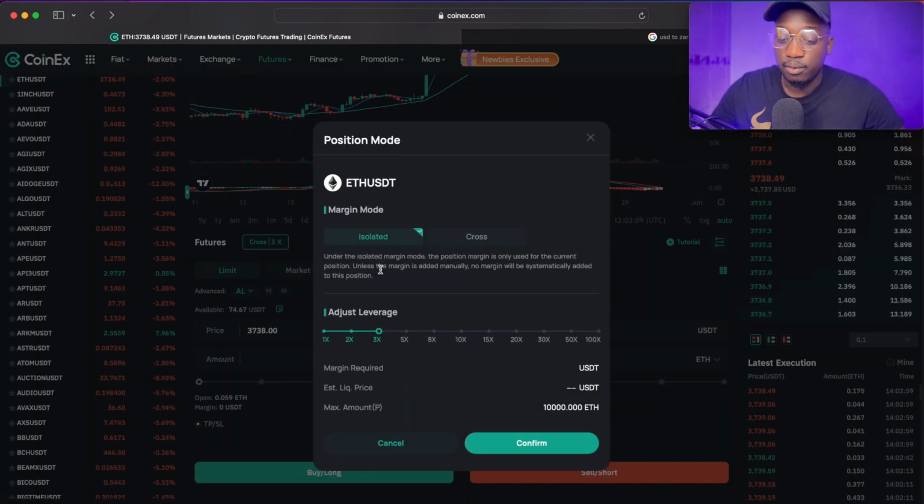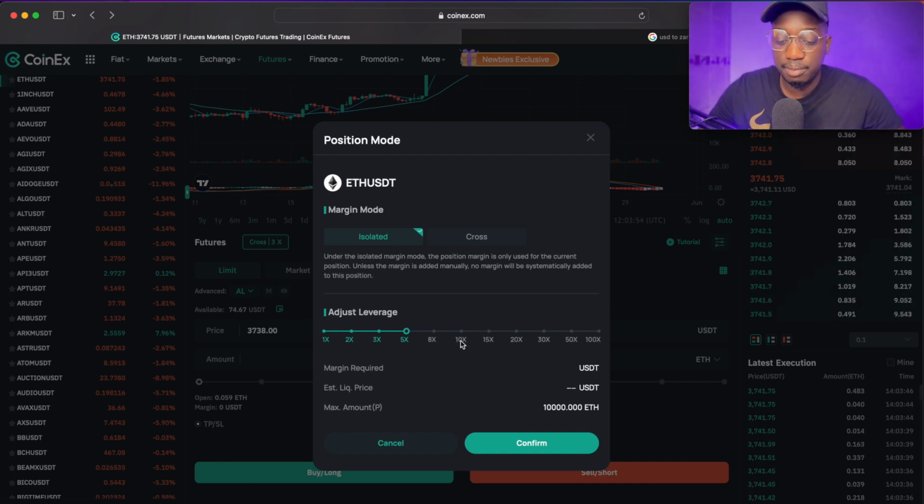So right here you can see that we have got cross right here, and you can pretty much change right here, right? With isolated, it can allow me to put my own amount that I'm willing to risk and stuff like that. But with cross, it pretty much uses all your available balance that is in your wallet. You know what I mean? So I always recommend people to use isolated and take a position with an amount that they are willing to risk and stuff like that. So I'm gonna leave it on isolated, and this is leverage.